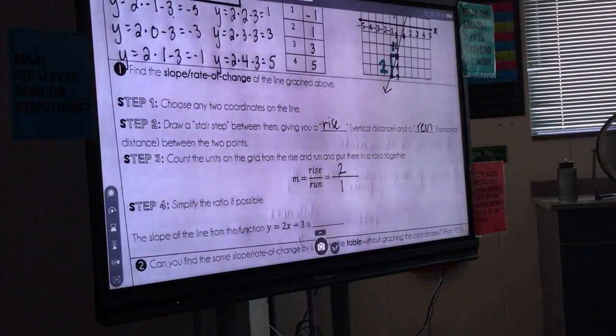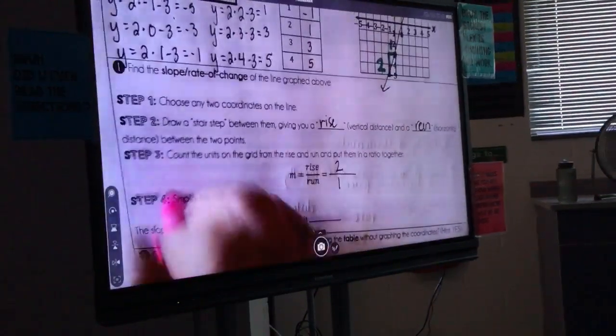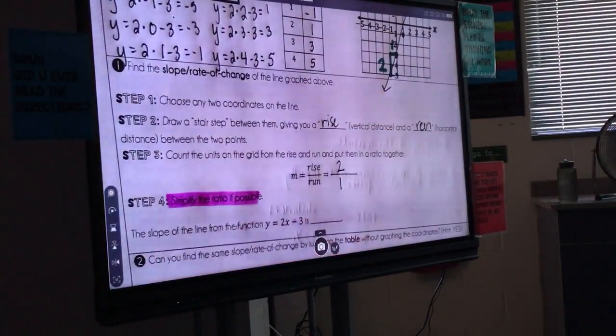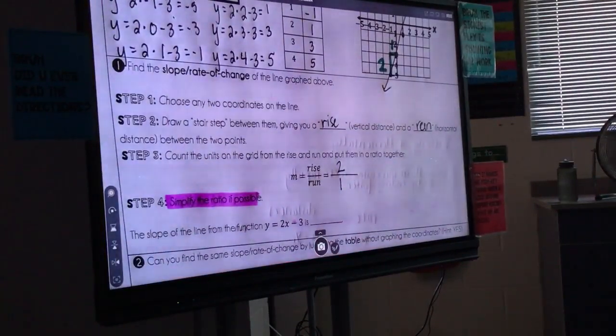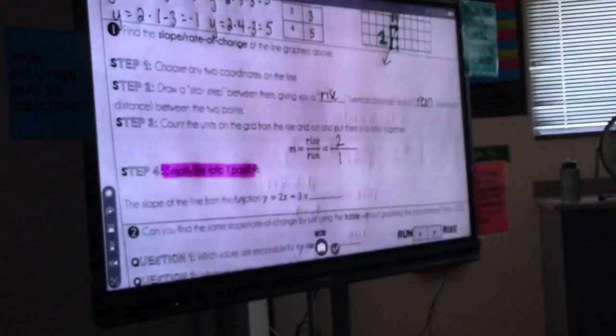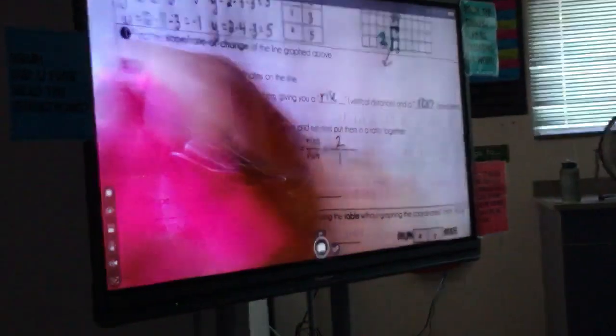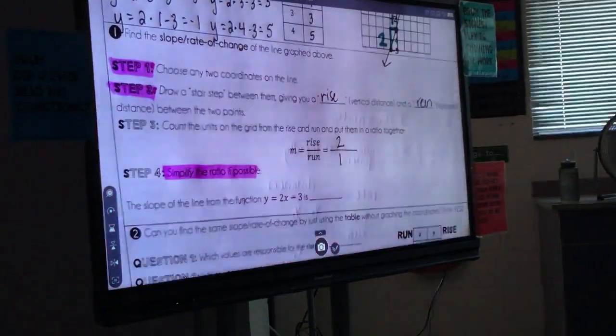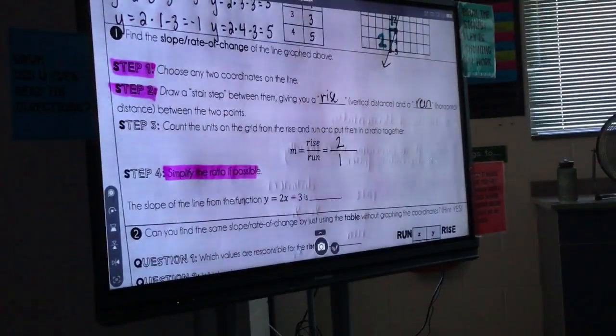And the biggest thing that you guys have to do is this part right here. You have to simplify this if you can. Okay, you're always trying to simplify your ratio. Remember, it's a ratio, it's not a fraction. Okay? If you want to highlight step 1 and step 2, you can. That will just kind of become second nature, I feel like.